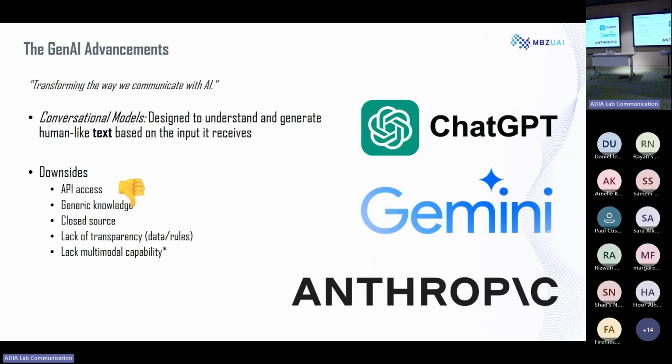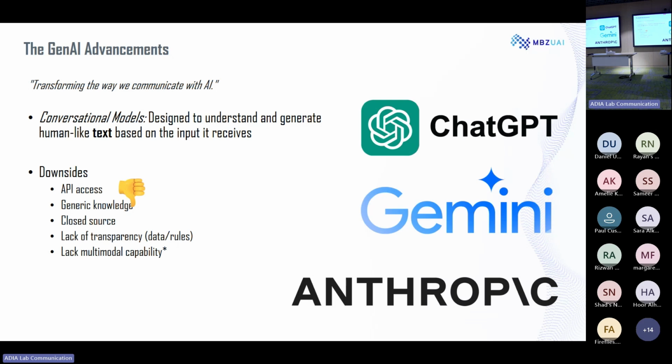If you look at the recent advancements in generative AI architectures, they are really transforming the way we communicate with these AI models and AI agents. The main capability of large language models like GPT and Gemini is their conversation capability. For example, a user can input a natural language query, and the model can understand that query and generate a human-like answer accordingly.